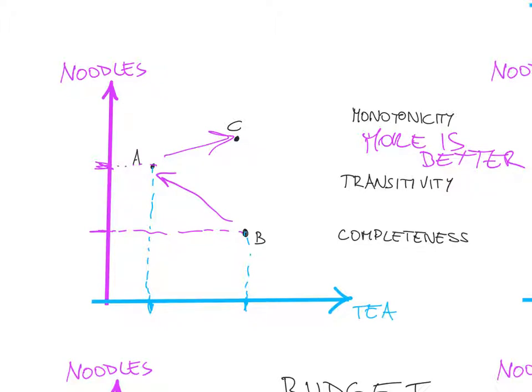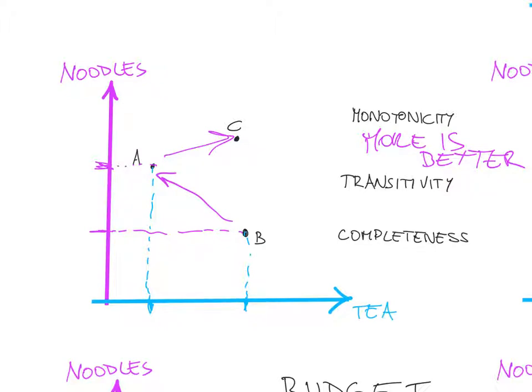So what you're saying is C has less tea and more noodles, which is true. That's a true statement. My question is, if I tell you that this consumer prefers A to B, and we know that because of monotonicity also prefers C to A, is there anything, Dan, that you can tell me about C and B? Is it that the person more strongly prefers noodles than tea?